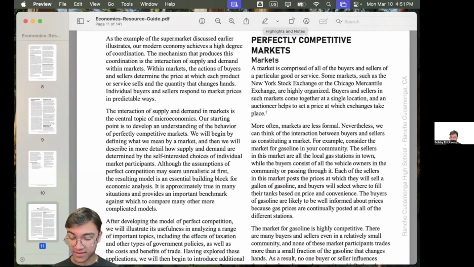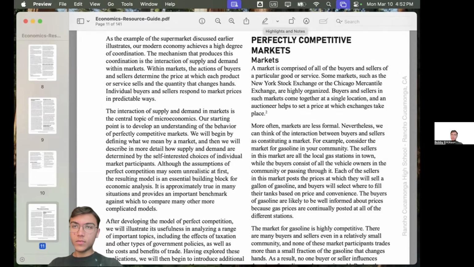So what is a market? Well, it's comprised of all the buyers and the sellers of a particular good or service. This could include the New York Stock Exchange or the Chicago Mercantile Exchange. Both are very highly organized. Usually in these types of markets, lots of buyers and sellers are all put in one location and an auctioneer sets the price.